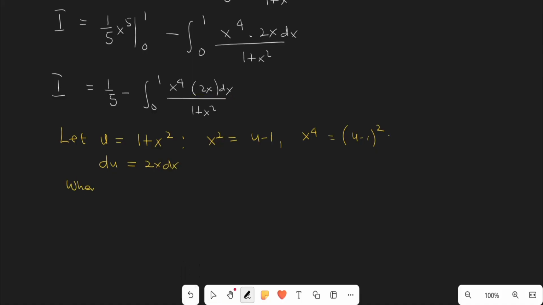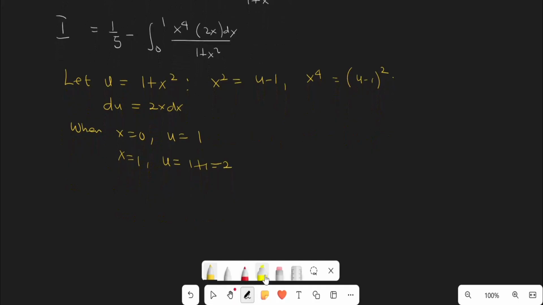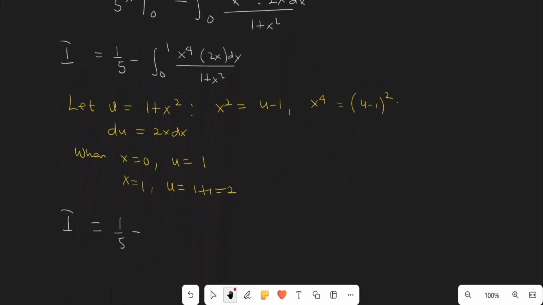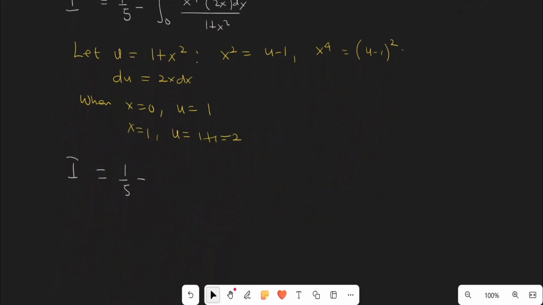And the change in limits: when x is 0, u is going to be 1 plus 0 squared, which is 1. When x is the upper limit 1, we have u equal to 1 plus 1 squared, which is 2. So the integral is going to be like this. I is going to be 1/5 minus the integral from 1 to 2 now of x raised to the power 4. x raised to the power 4 is u minus 1 all squared, and 2x dx is du. All over 1 plus x squared, which is u.